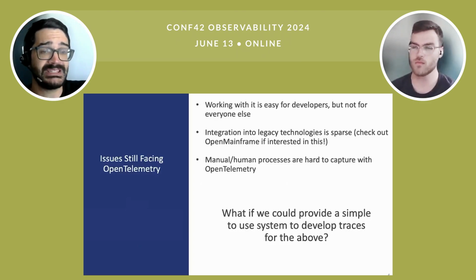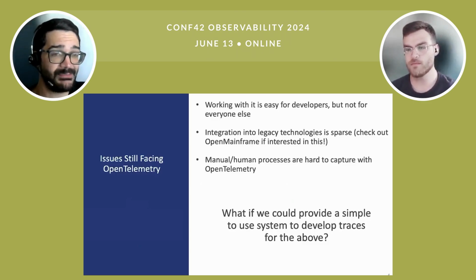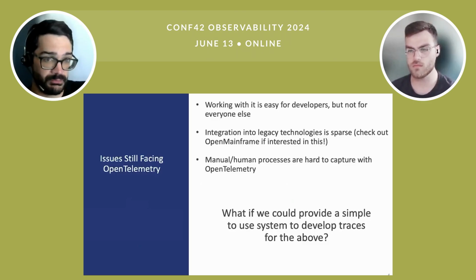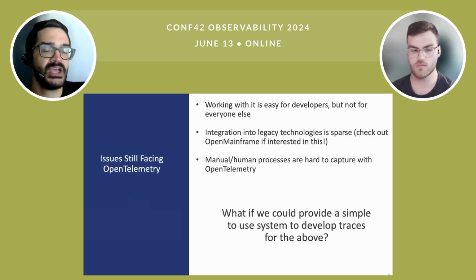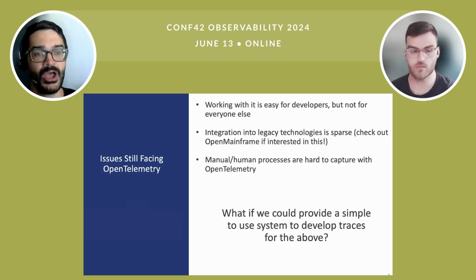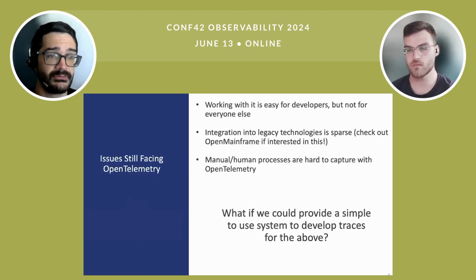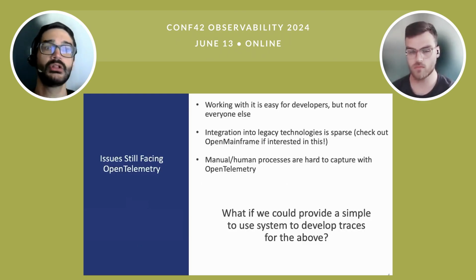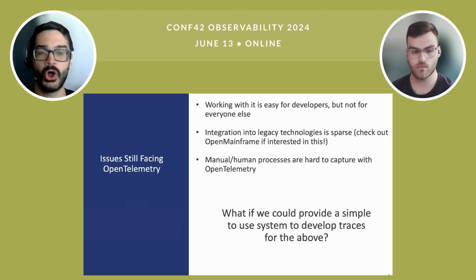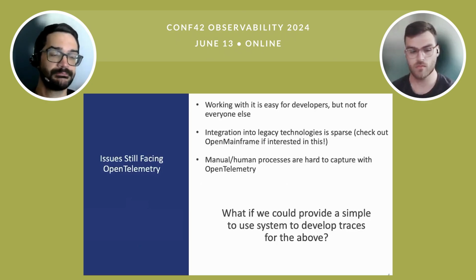You have everything from someone needing to accept or decline some type of system. I'm thinking, personally, of a four-eyes system. So one person says, yeah, this is good. They need to then send it off to a manager, and they also need to accept or decline. How do you add that into your APM tooling? There are solutions out there, but what if we could use the open source ecosystem that has been built out? And so this led to the question that Justin and I thought of: how could we provide a simple to use system to develop traces for all of this data that's out there and all of the use cases or problems that we saw?